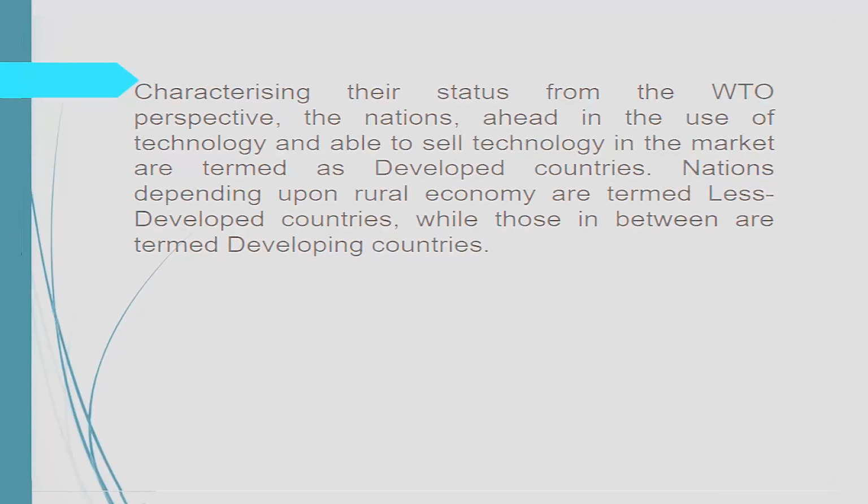Characterizing their status from the WTO perspective, the nations ahead in the use of technology and able to sell technology in the market are termed developed countries. Nations depending upon the rural economy are termed less developed countries, while those in between are termed developing countries.